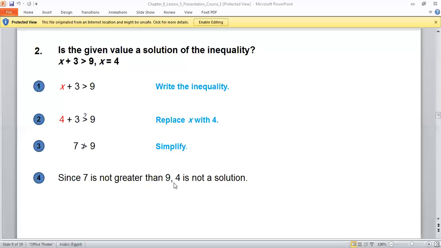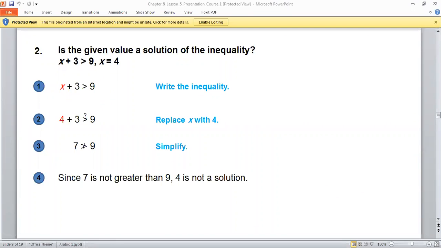So again, what do we do, Ahmed Naif? I will remove x and put 4. Replace x with 4. What happened after that? 4 plus 3 is equal to 7. Is 7 greater than 9? No, absolutely. 7 is not greater than 9. So this statement is wrong, so 4 is not a solution. Okay?